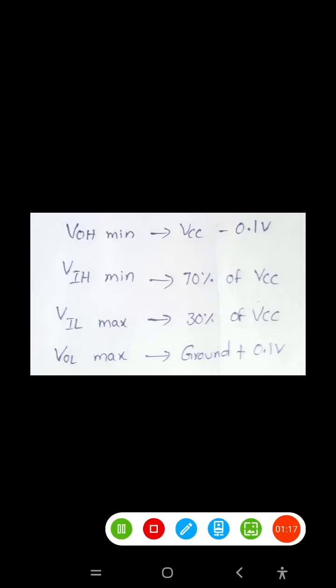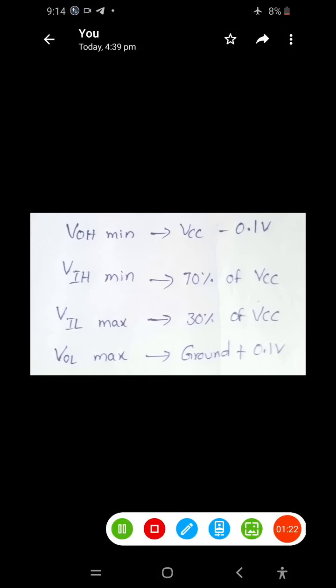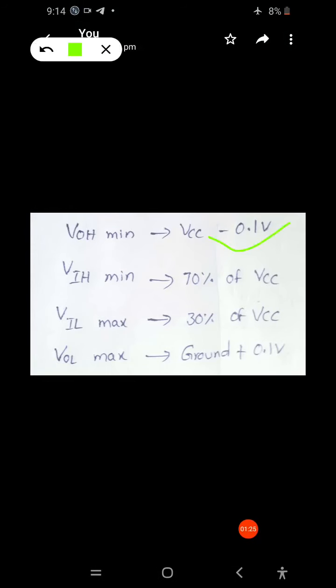VOH minimum, that is VCC minus 0.1 volt, and VIH minimum is 70% of VCC, and VIL max is 30% of VCC, and VOL max is ground plus 0.1 volts.